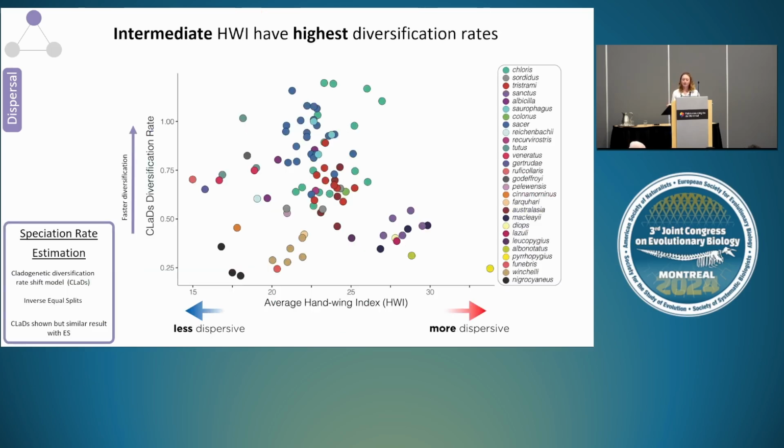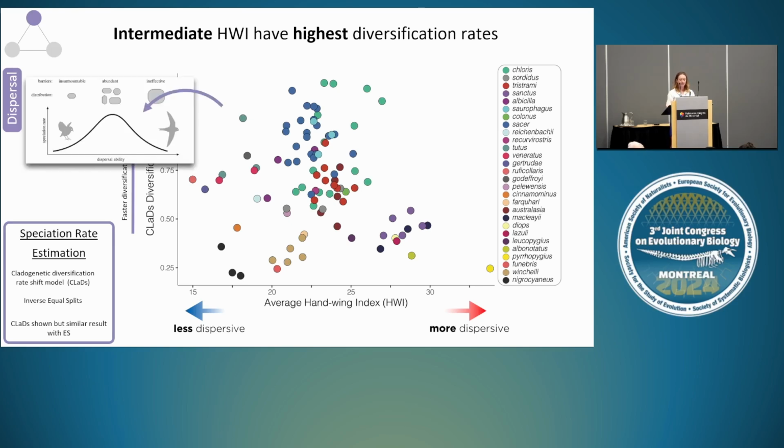So when comparing estimated speciation rates and dispersal ability, we found that lineages with intermediate dispersal values had the highest overall diversification rates compared to those with more extreme values. And though not perfect, this shows a similar bell curve as the simplified hypothesis that I discussed earlier. And the French Polynesian birds that I mentioned before are outliers to this pattern.